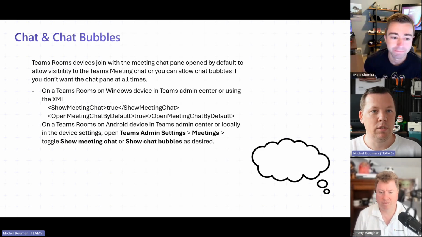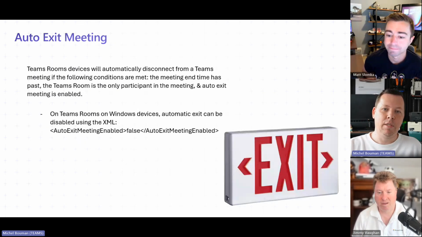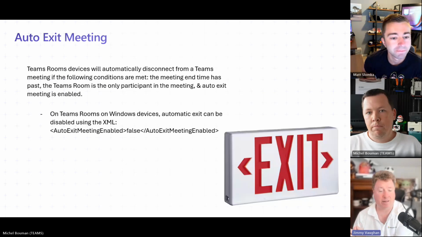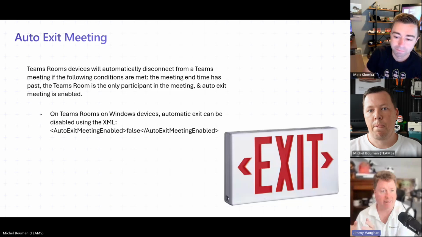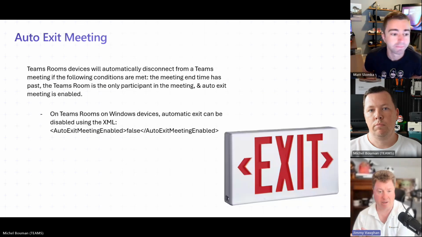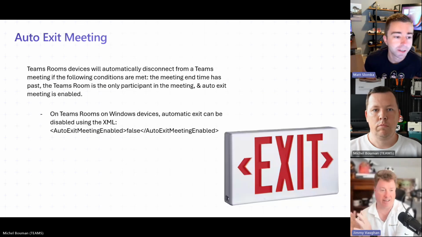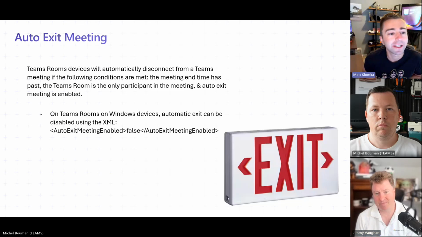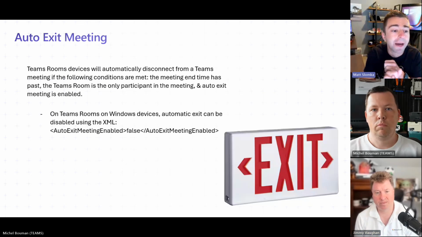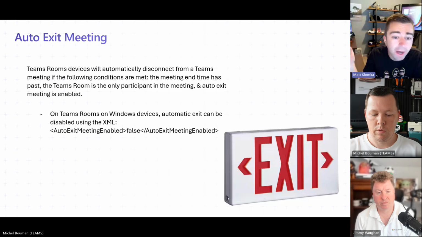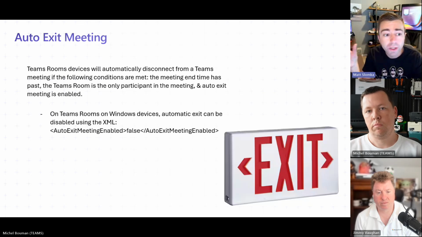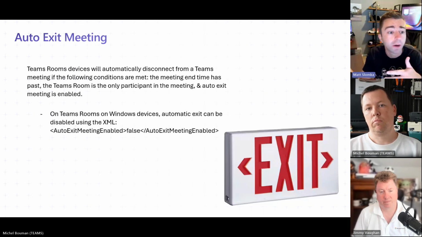Jimmy, I think the next one is auto exiting the meeting. Yeah, the chat and chat bubbles we went through, but allowing the system to actually auto exit the meeting. Now, this means, Matt, that the room is the last one inside of the meeting. Exactly. And it just needs to exit. There's a series of conditions that have to be met. The meeting time has to have ended. So say it was a 1 to 2 o'clock meeting and it's now 2:05 and the room is the only participant left in the meeting, it will automatically leave.